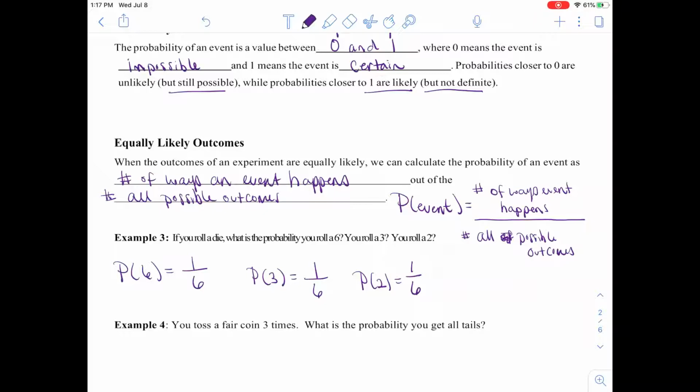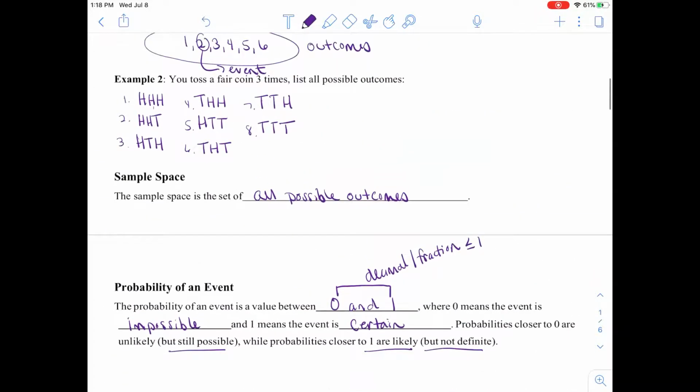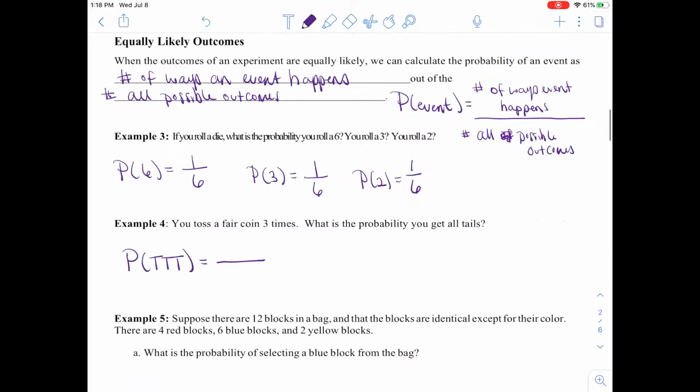Now, for example 4, you toss a fair coin 3 times. What is the probability you get all tails? So I'm going to say probability of getting all tails. Well, lucky for us, we already listed this sample space in the previous example, which saves us time. We have 8 possible outcomes. How many times do you see tail, tail, tail? Only 1 time. So that's why this probability will be 1 out of 8.